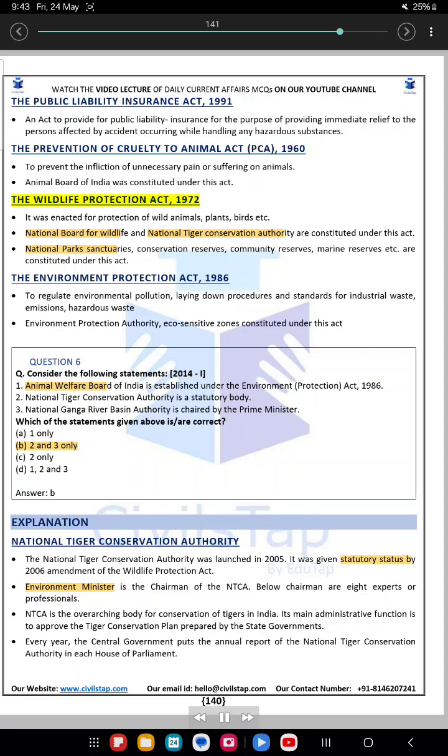The Wildlife Protection Act, 1972. It was enacted for protection of wild animals, plants, birds, etc. National Board for Wildlife and National Tiger Conservation Authority are constituted under this act. National Parks, Sanctuaries, Conservation Reserves, Community Reserves, Marine Reserves, etc. are constituted under this act.